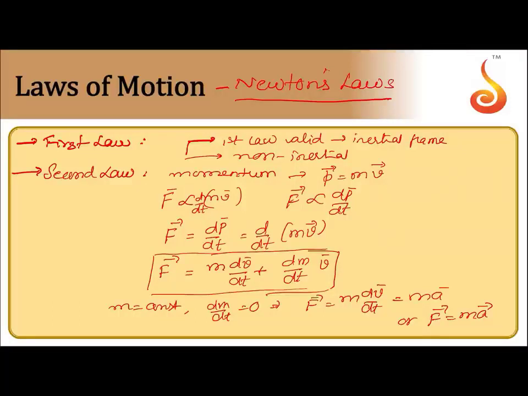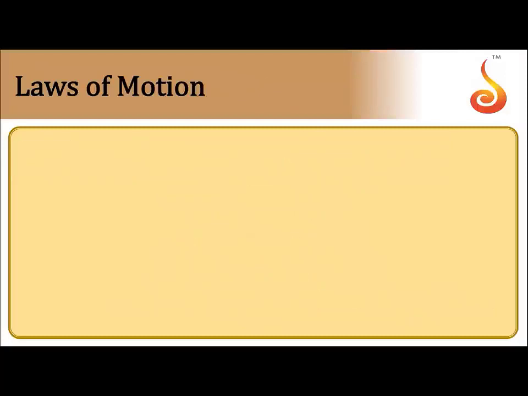So the second law is a law which gives us the quantitative value of force. This can be represented as F is equal to dP divided by dt, and thus we can also write it like this: F is equal to average value delta P divided by delta t, that is nothing but P2 minus P1 divided by t. This is the average force acting on an object.